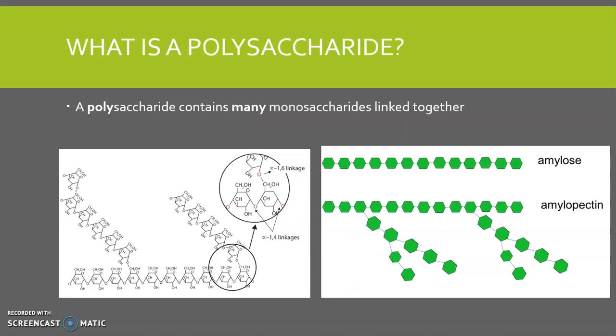The prefix poly means many. So a polysaccharide contains many monosaccharides linked together. So go ahead and look at this picture on the left. You can see that it still has those same 6-membered rings that we saw on our first slide with the monosaccharides. But there are a lot more of them attached to each other than we saw in monosaccharides or disaccharides. If you look on the right, you can see that polysaccharides can have either a long, straight structure like amylose on the top, or they can branch out more like amylopectin.